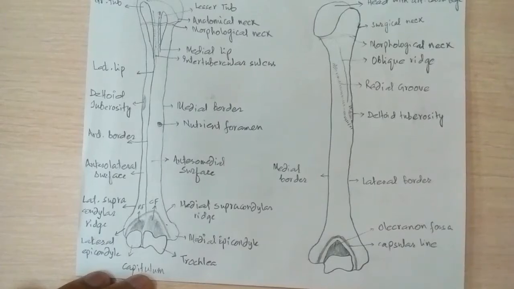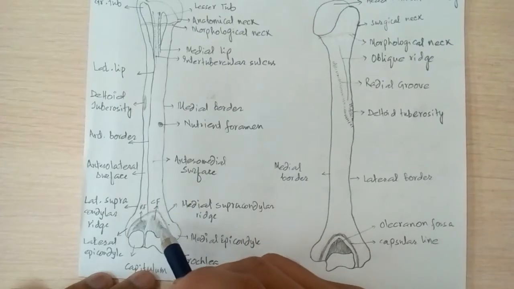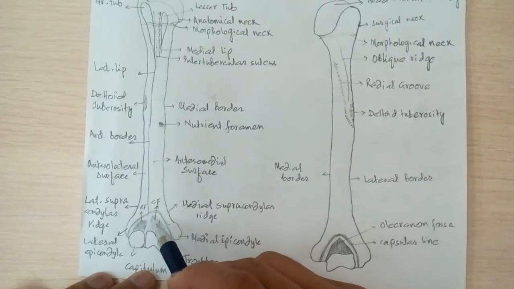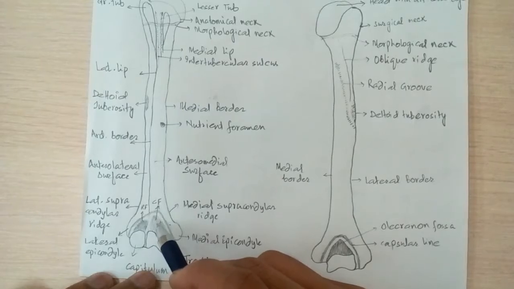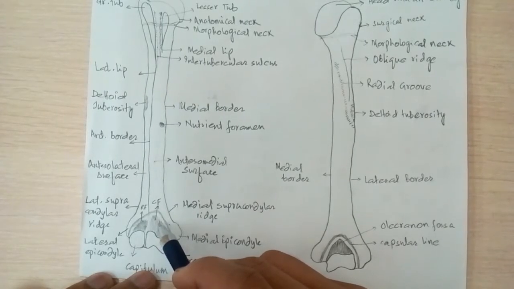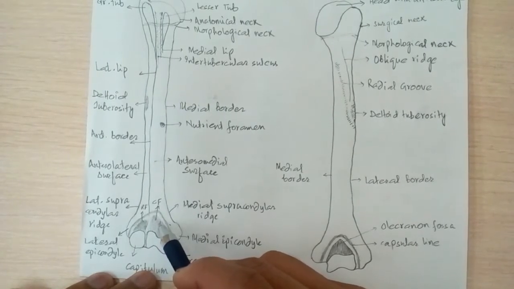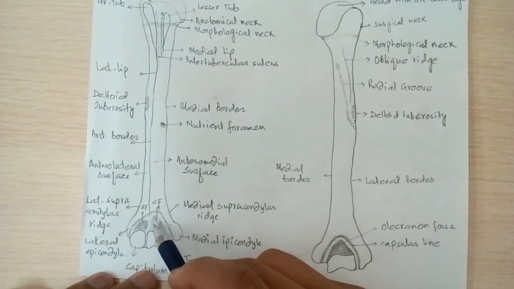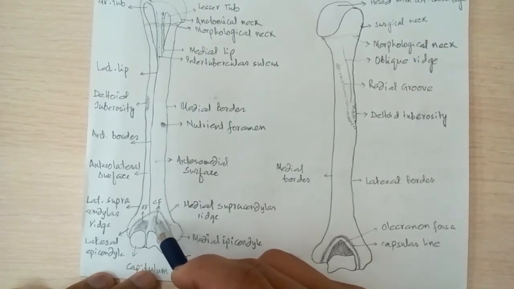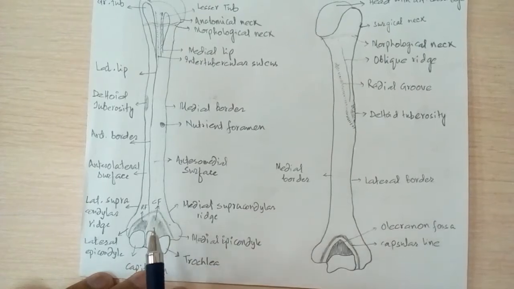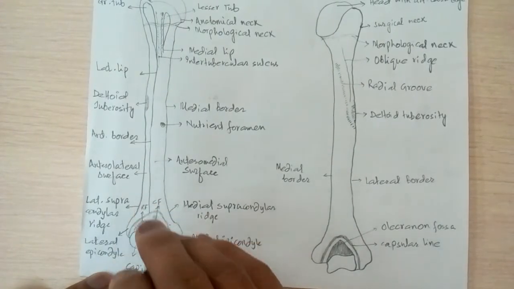They make an angle. The coronoid fossa accommodates the coronoid process of the ulna in flexion. So when you do flexion, it accommodates the coronoid process of the ulna to move towards this fossa.